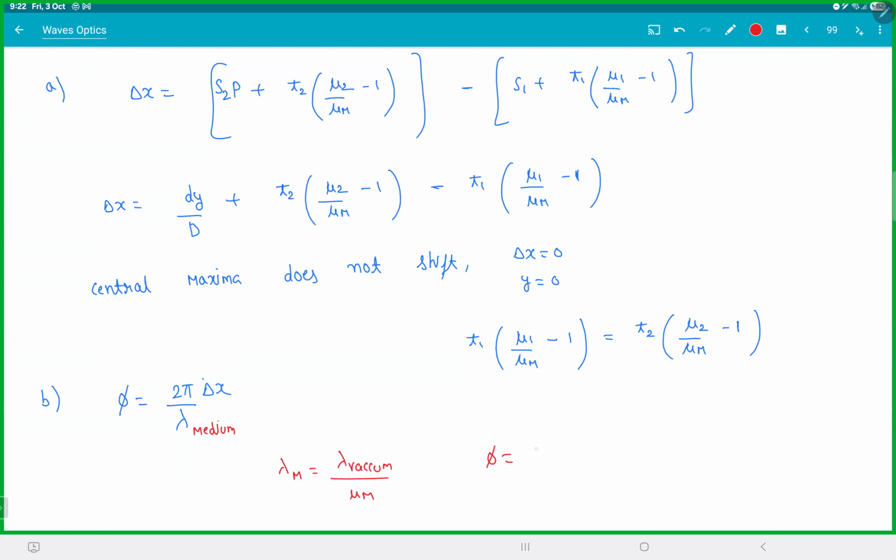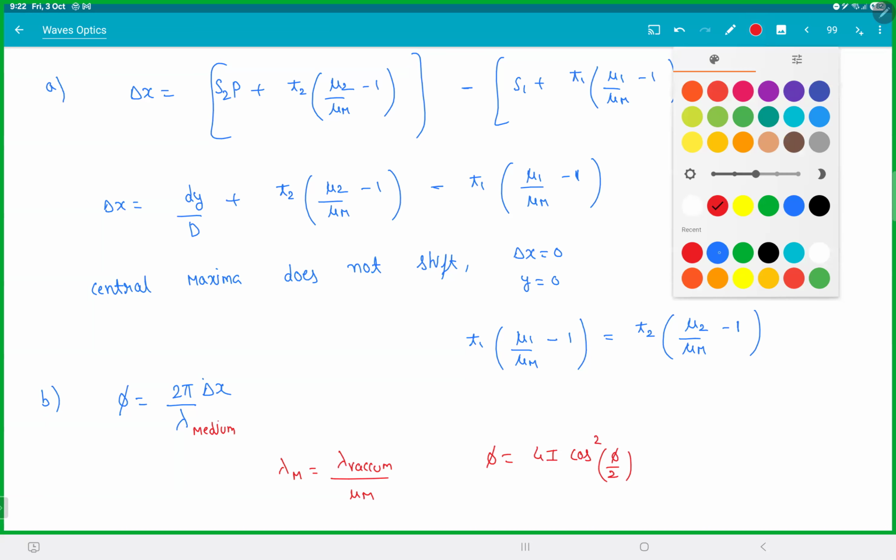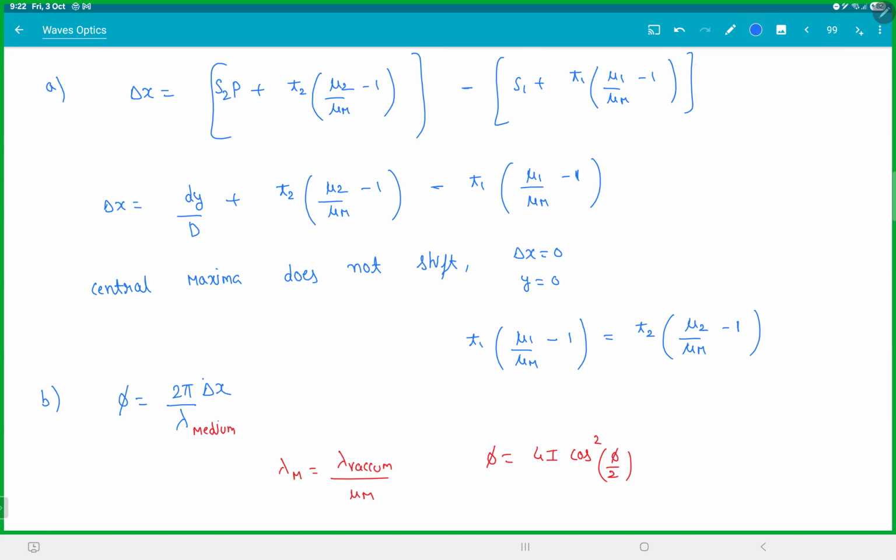So intensity is nothing but 4I cos square phi by 2. Once you got your delta x, you will get intensity. That's not a big deal. All those numbers are given, you can dump them and finish it off. Okay with this? Let's see the next one. If you got this, then I think you'll understand YDSE, everything. Any doubts on this? Let's see the next one.